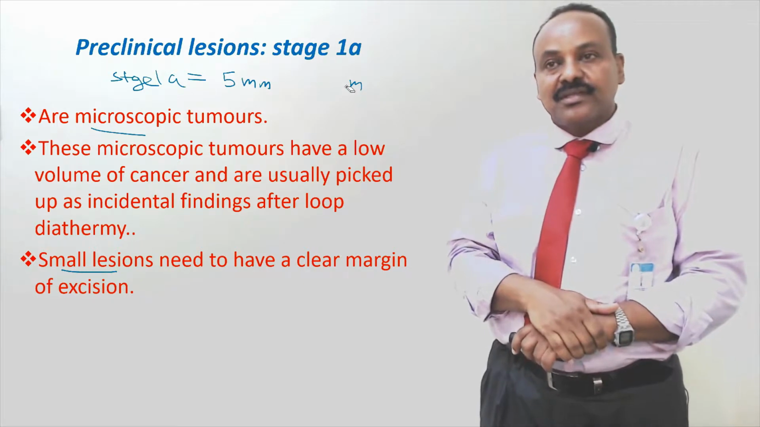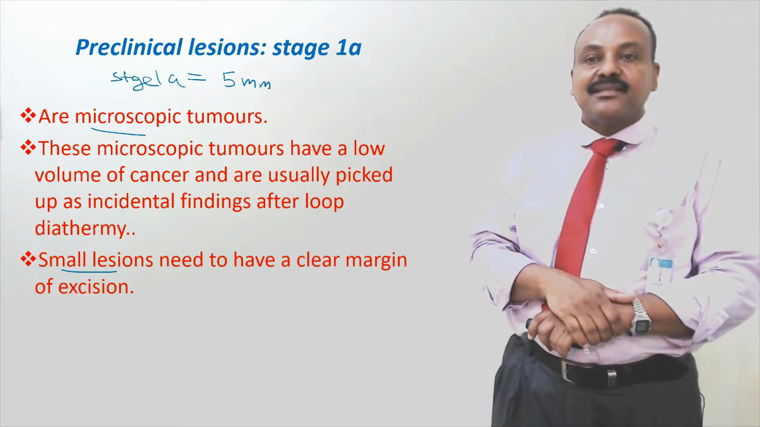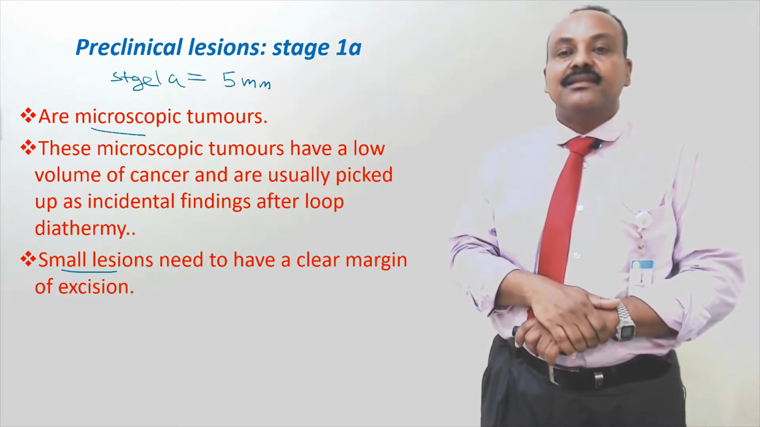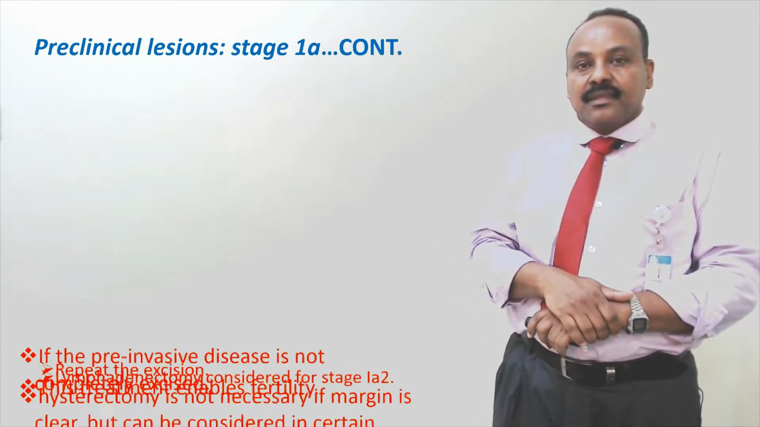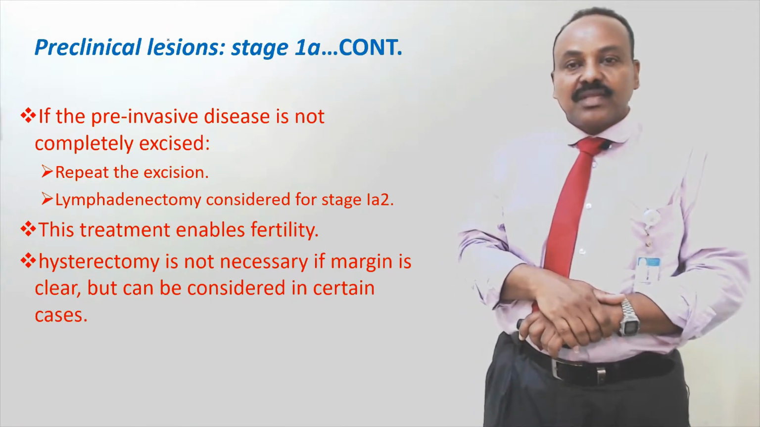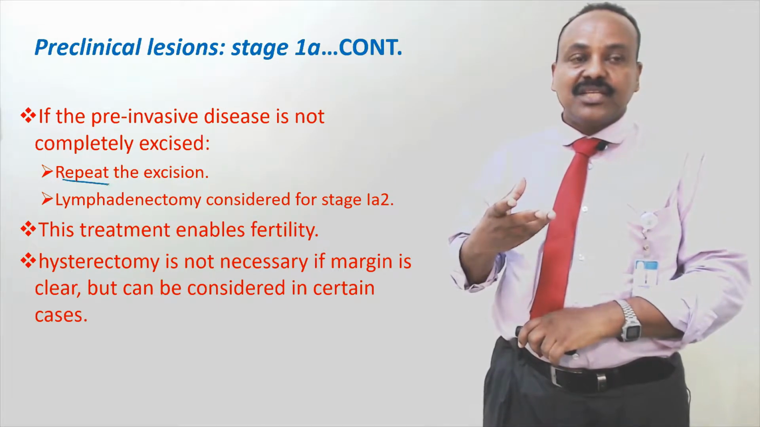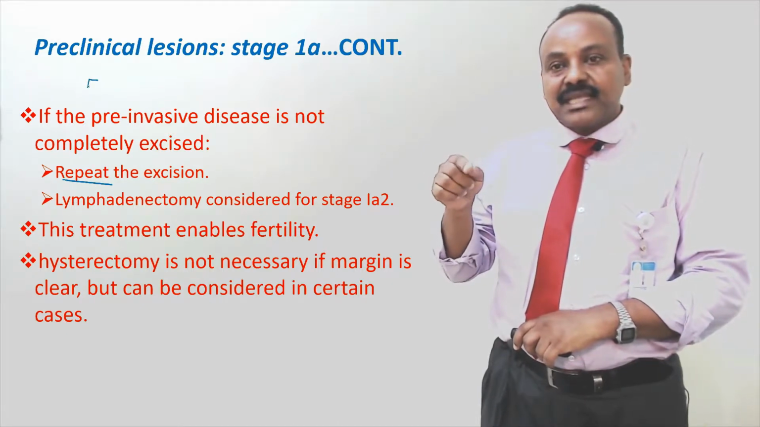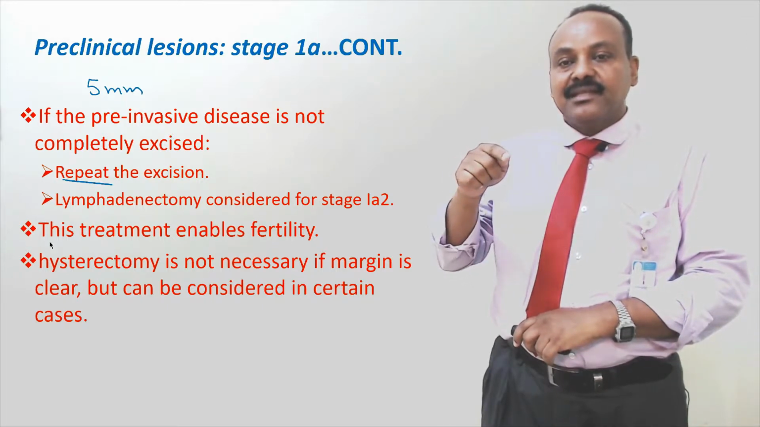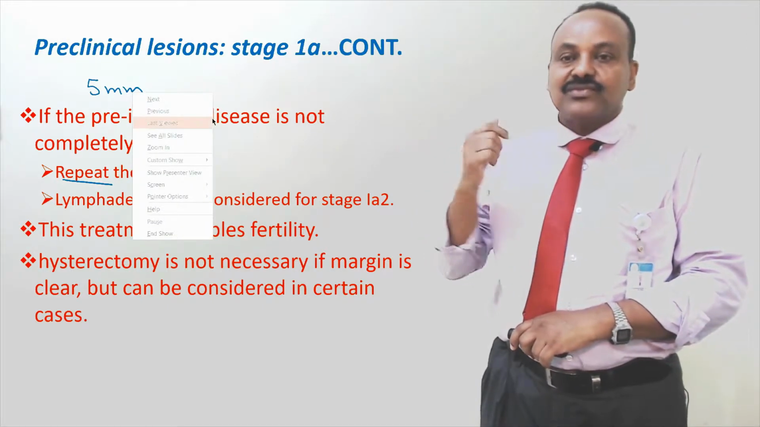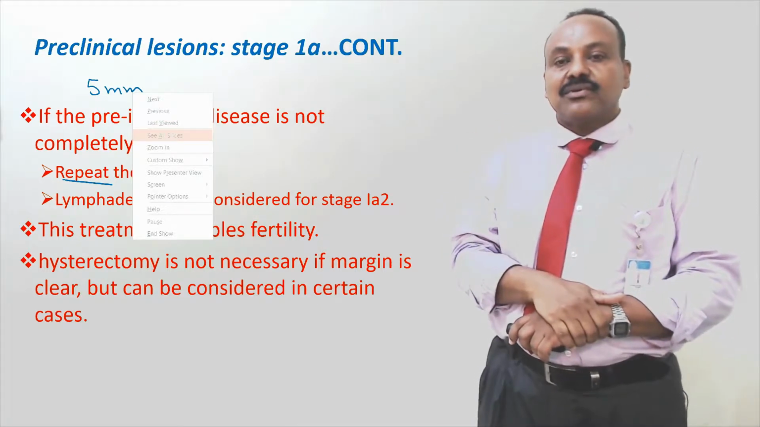This is for stage 1A, where the preclinical lesion is less than 5 millimeters in depth and less than 7 millimeters in width. If the pre-invasive disease is not completely excised, repeat the excision. If you discover that this is a preclinical lesion but the margin is not clear, you need to repeat the excision and remove the rest of the lesion. So you clear the cervix completely of this microscopic lesion.